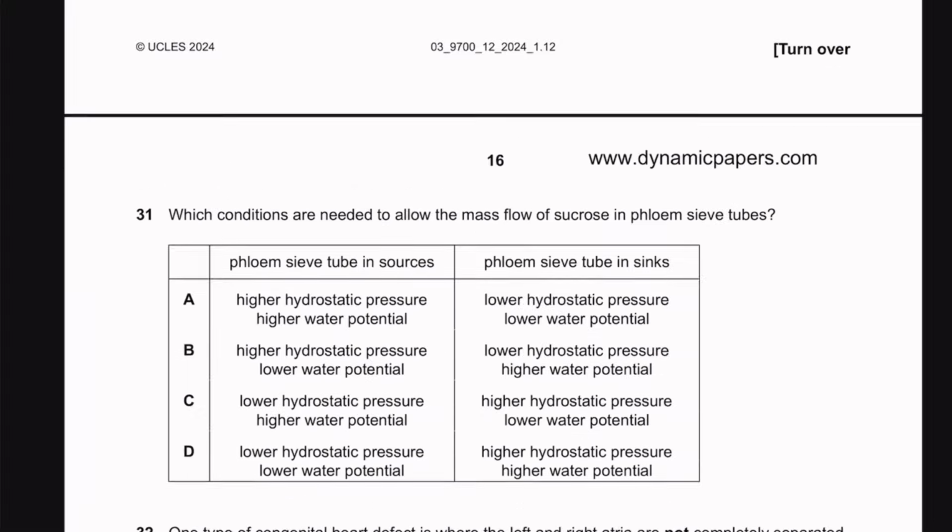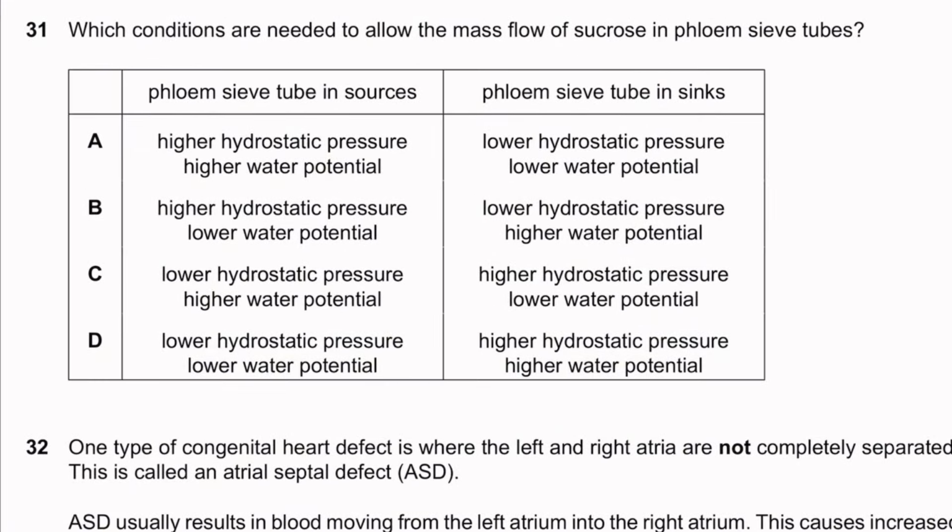D is my answer. Which conditions are needed to allow the mass flow of sucrose in phloem sieve tubes? Phloem sieve tube and sources. Let's see. Higher hydrostatic pressure and higher water potential.